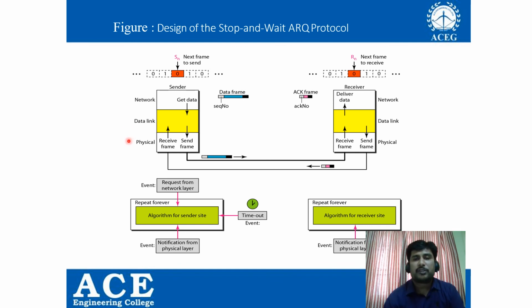Remember, in the stop and wait ARQ, when a sender sends a frame, it keeps a copy of the frame until it receives the positive acknowledgement. If it receives the positive acknowledgement, it will discard the frame which has been sent. If it does not receive an acknowledgement or receives a negative acknowledgement, it will retransmit the same frame. This is how a stop and wait ARQ protocol is implemented.